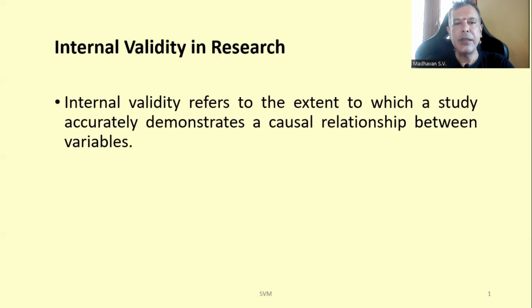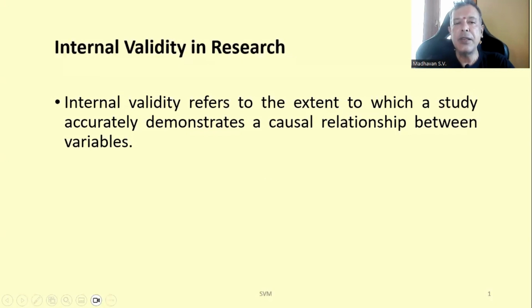Generally, in any research, the researcher may be interested in establishing a causal relationship between independent variables and the dependent variable. But whatever effect is happening in the dependent variable may not be only due to your independent variables, but may be due to other factors also. How good the control is by the researcher over those factors tells about the internal validity. That is what the meaning is.